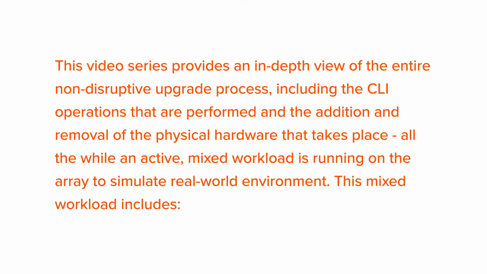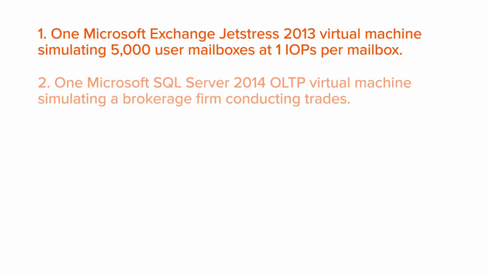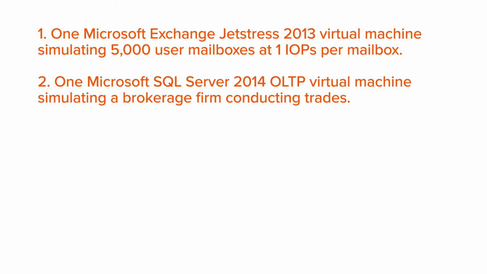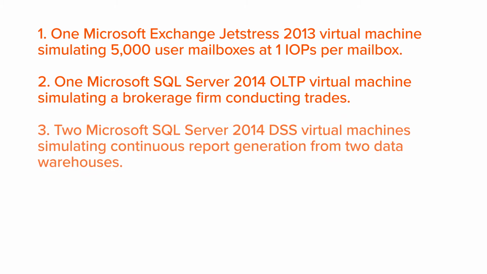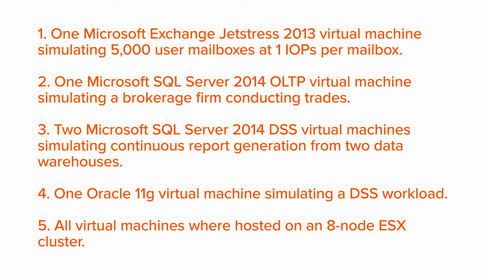This mixed workload includes one Microsoft Exchange JetStress 2013 virtual machine simulating 5,000 user mailboxes at 1 IOPS per mailbox. One Microsoft SQL Server 2014 OLTP virtual machine simulating a brokerage firm conducting trades. Two Microsoft SQL Server 2014 DSS virtual machines simulating continuous report generation from 2 data warehouses. One Oracle 11G virtual machine simulating a DSS workload, and all virtual machines were hosted on an 8-node ESX cluster.